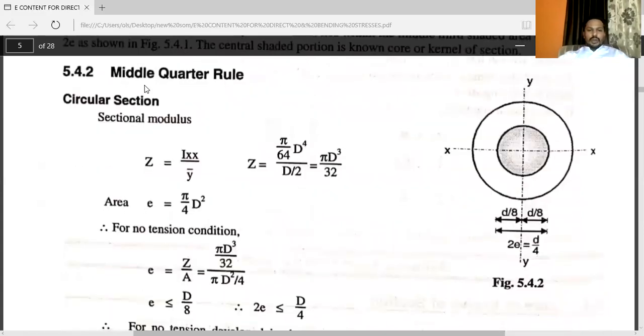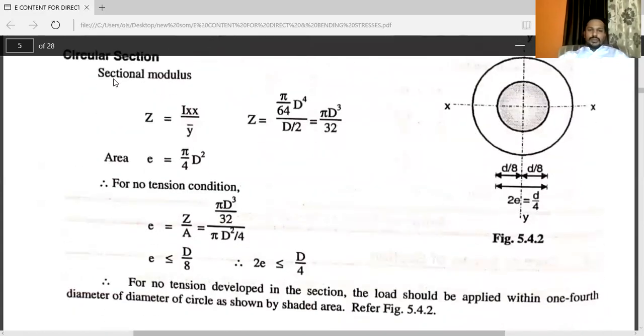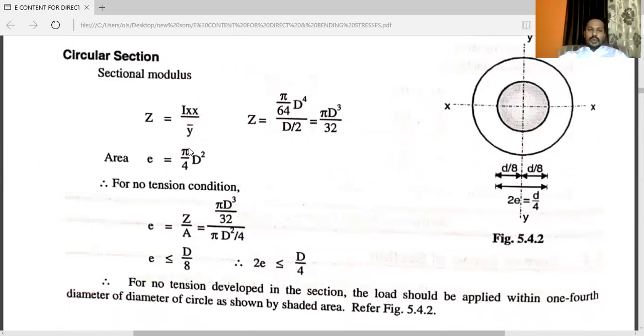So middle quarter rule for circular section. Again, Z is equal to I upon y bar. So the area is equal to pi by 4 into d square. It is the formula for area. So Z is equal to pi by 64 into d raised to 4 by d by 2. So pi d cube by 32 is the Z, the sectional modulus.